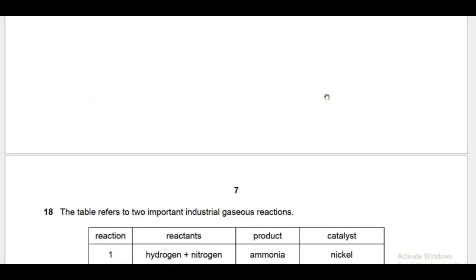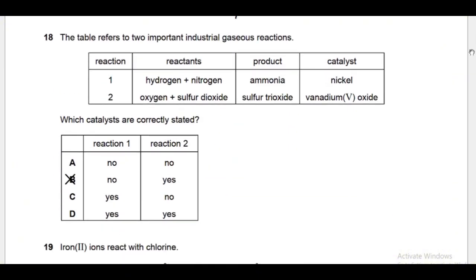Next, the table refers to two important industrial gaseous reactions: hydrogen and nitrogen, product ammonia, catalyst nickel. No, catalyst nickel is wrong. The catalyst will be iron. And oxygen with sulfur dioxide, this is true. Vanadium(V) oxide catalyst is used.